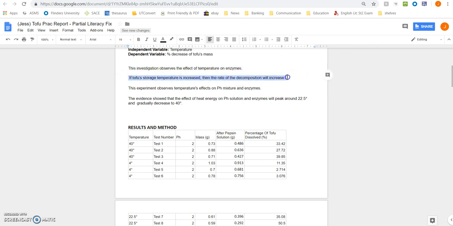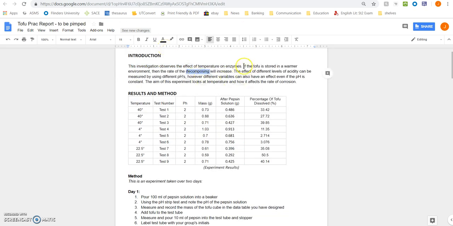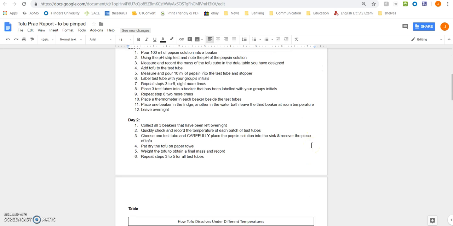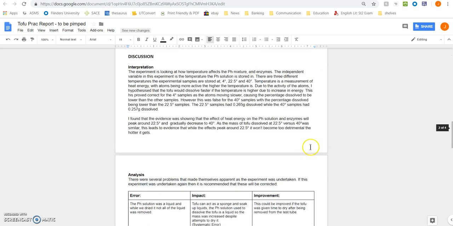I'm going to improve this sentence again by turning those verbs into nouns. We're going to nominalize them. If tofu storage temperature is increased, let me just highlight that. If tofu storage temperature is increased, then the rate of the decomposition will increase. Cool. Let's keep on moving. So we've nominalized a few verbs. We've removed a personal pronoun.